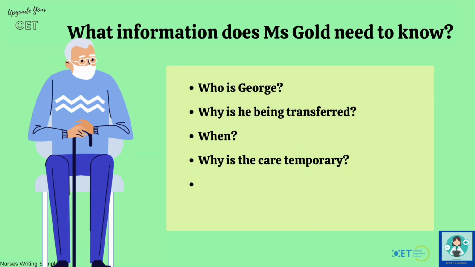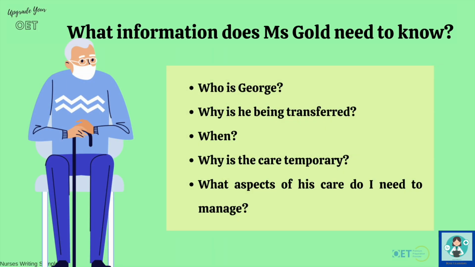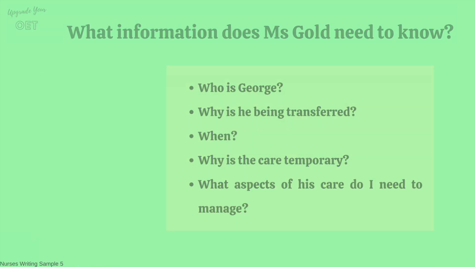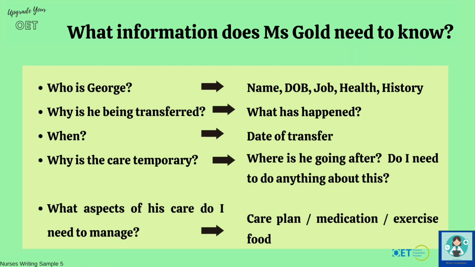There are other things like, why is this care only temporary? And also, what aspects of his care do I and my staff need to manage? So, what do we need to do in order to care for George? These are all the questions that will be going through your reader's mind when they find out they're getting George into their home. So, these are the answers that you need to provide to the reader in your letter. So once you know the reader's questions, you can then decide what you need to provide, the information you need to provide. So in terms of who the patient is, who is this George?